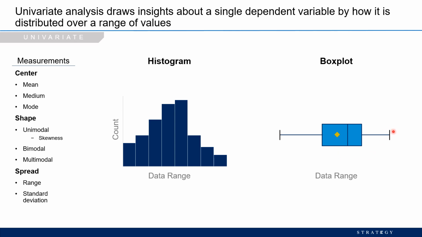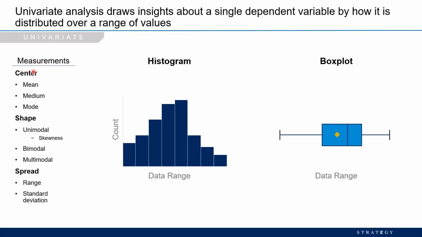It will show you where the maximum and the minimum are, and then it gives you the shape of the distribution by showing you where the first and third quartiles are, where the median of the distribution is, and then where the mean of the distribution is.